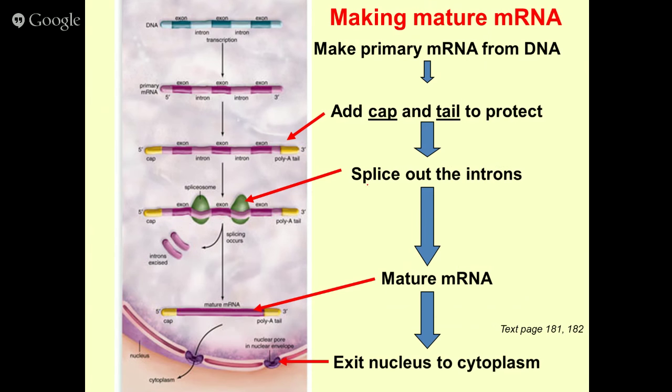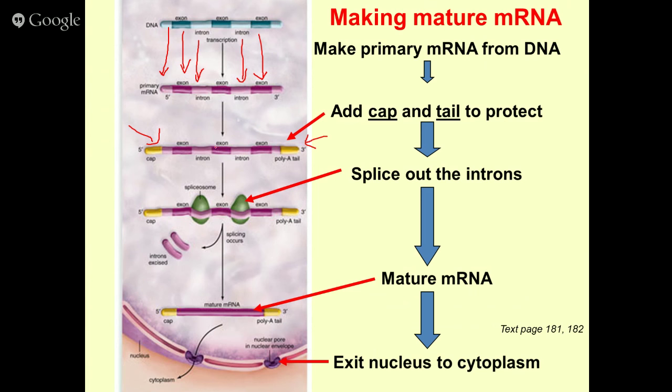So here you can see the whole process, a nice picture from a textbook. You start off with DNA. Remember, there's going to be a promoter and a terminator region telling the RNA polymerase where the gene starts and where the gene ends. You're going to make a messenger RNA copy of your DNA. So you're going to faithfully copy every part of this DNA initially. You're going to copy the introns and the exons. So you make an exact copy of your DNA. You add your cap to protect the 5' end. You add your tail to protect the 3' end.